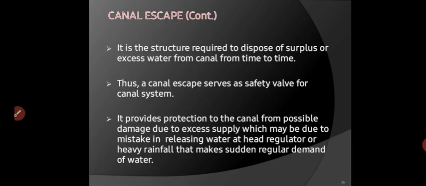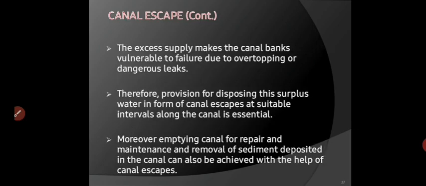It is the structure required to dispose of surplus or excess water from the canal from time to time. Thus, a canal escape serves as a safety valve for the canal system. It provides protection to the canal from possible damage due to excess supply, which may be due to a mistake in releasing water at the head regulator or heavy rainfall that makes a sudden change in demand of water. The excess supply makes the canal banks vulnerable to failure due to overtopping or dangerous leaks.